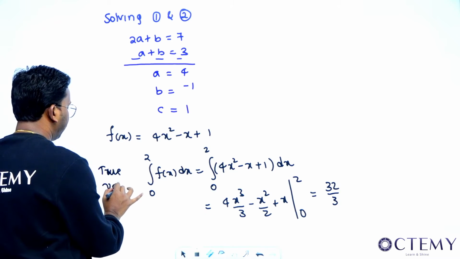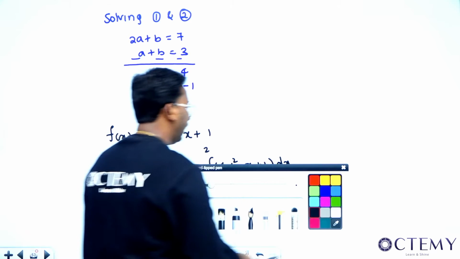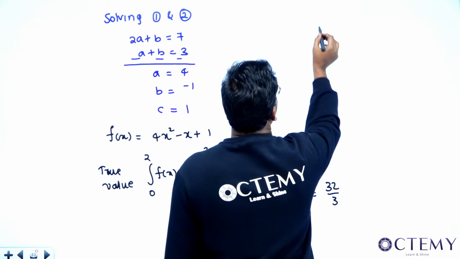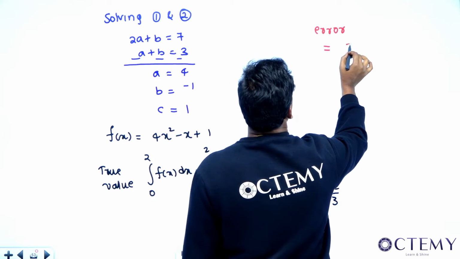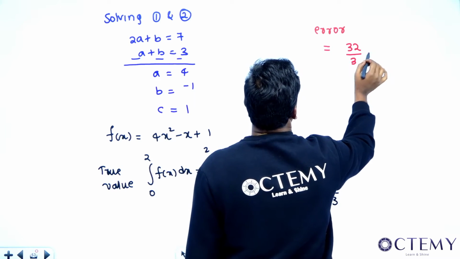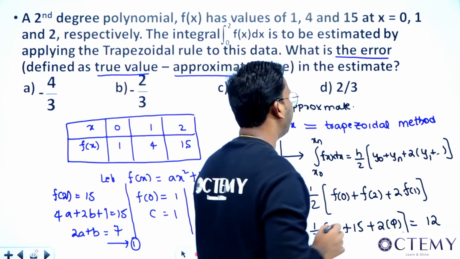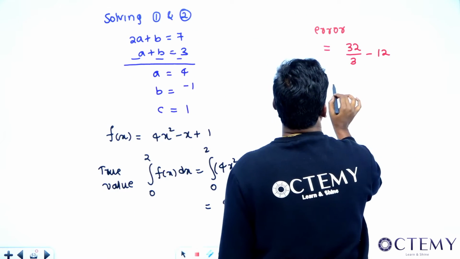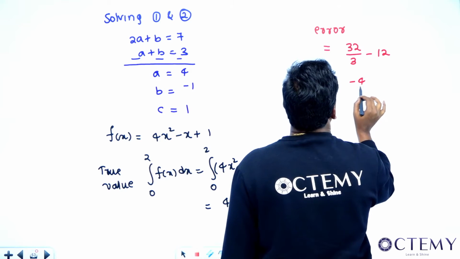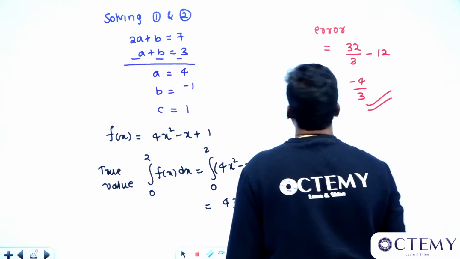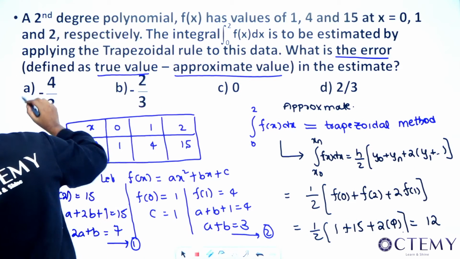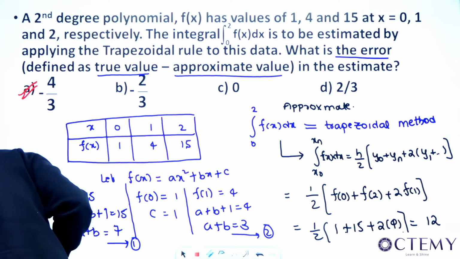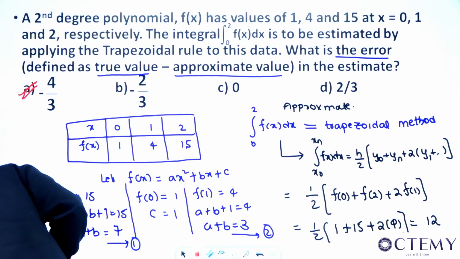This is your true value. So error we will find it as like this. Now the error will be equal to true value, 32 divided by 3, minus approximate value, 12 we got, sir. So that should be minus 4 by 3 as the answer. If you check the options, minus 4 by 3 is option A. Option A is perfectly fitting. Right? Very good, sir. Let us do the next question.